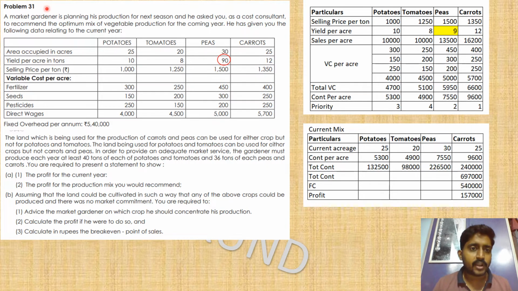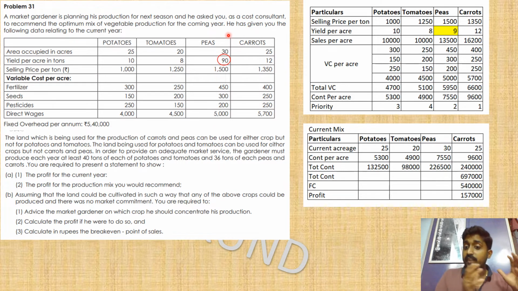Problem number 31. A market gardener is planning his production for next season, and he asked you as a cost consultant to recommend the optimum mix of vegetable production for the coming year. So this is also related to agriculture, but I have chosen this problem because it is a little different. The question is a little vast. The question is also big.